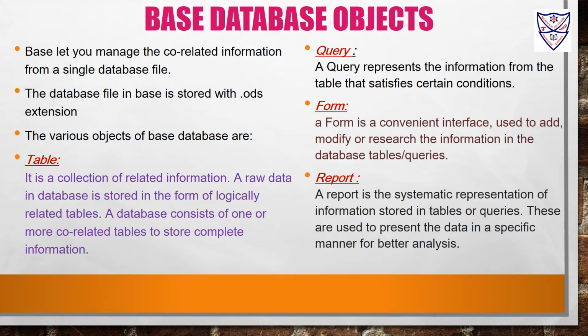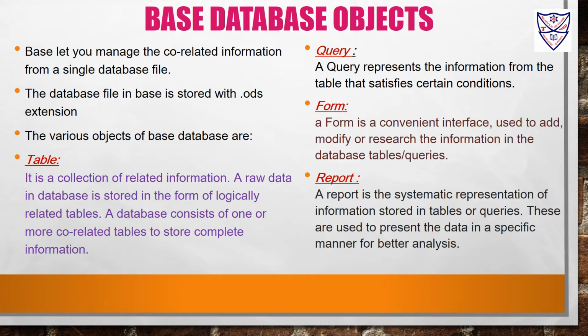Base database objects. Base lets you manage all correlated information from a single database file. The database file in Base is stored with the ODB extension, and the various objects of a Base database are table, query, form and report. First we will see table.